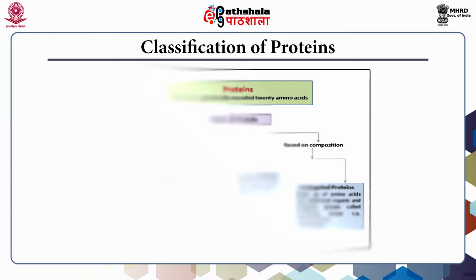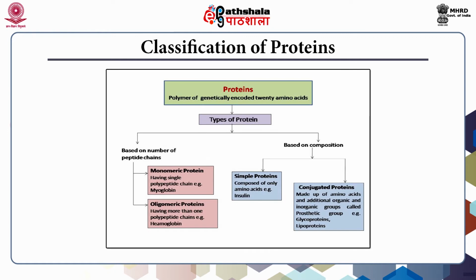Classification of proteins. Proteins are basically of two broad types. They can be classified based on the number of peptide chains and again based on composition. According to the number of peptide chains, they can be monomeric protein having a single polypeptide chain, for example myoglobin, or oligomeric protein having more than one polypeptide chain, for example hemoglobin.